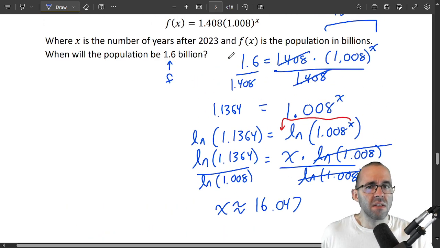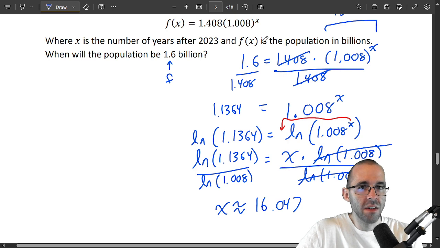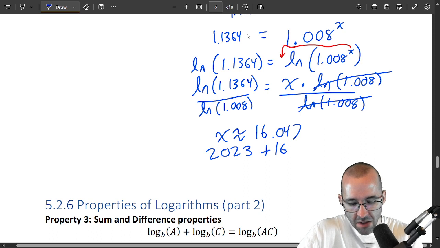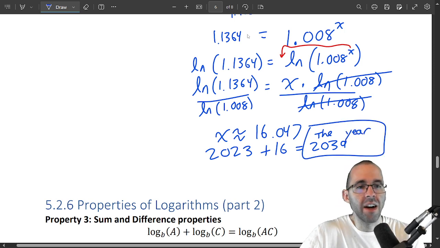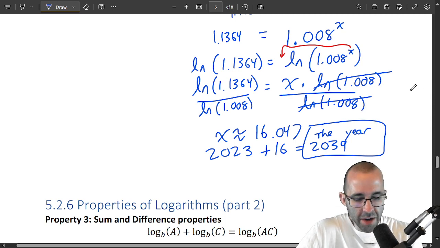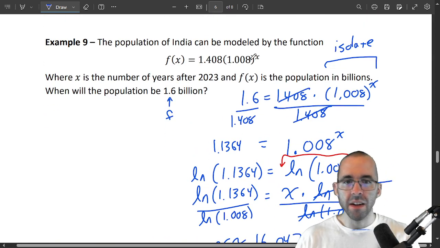Remember what the question was asking. When is the population of India going to be about 1.6 billion, according to this model? What is x? X is how many years after 2023? So about 16 years from now, according to this model. So 16 years after 2023, that's 2039. And that'll be our answer. The year 2039, the population will be that big, according to the model. And if we plug in 16, that's a great way of checking our answer, right?